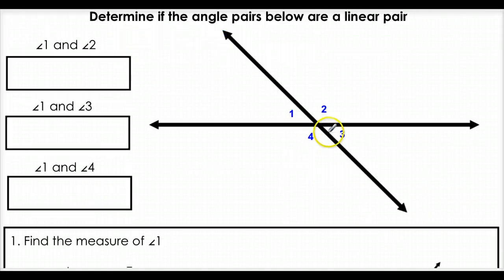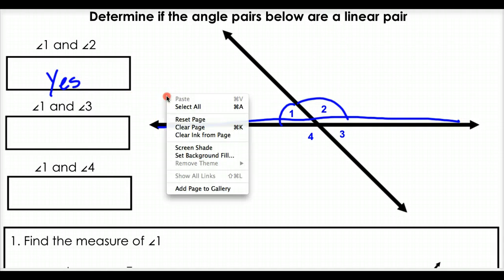All right, so let's see if we can identify linear pairs. Our goal here is to determine if the angle pairs below are linear pairs. Let's look at 1 and 2. Do angle 1, which is over here, and angle 2, which is over here, form a straight line? They sure do. That's a straight line if I ever saw one. So yes, these do. Let's put a little yes over here.